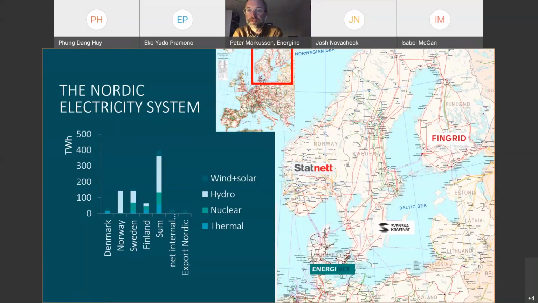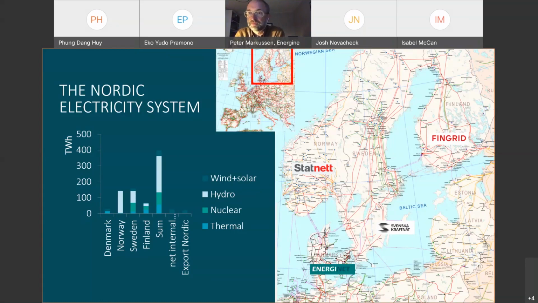So just to give an understanding of what the Nordic countries look like, we cooperate quite closely with Statnett in Norway, Svenska Kraftnät in Sweden, and Fingrid in Finland, and then Energinet. For almost 100 years, since the first interconnection between Denmark and Sweden was built back in 1915, we have been interconnected with our neighboring countries. And we have for the last 40 years had a very close operational cooperation.